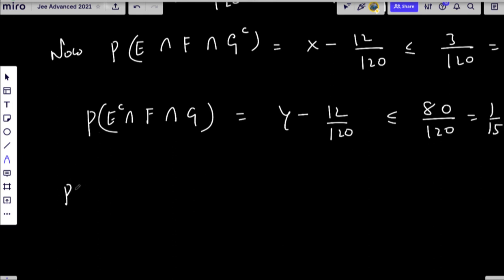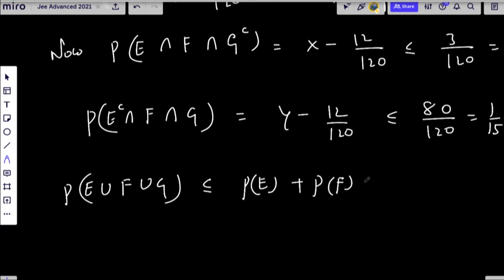So probability of E union F union G is less or equal to probability of E plus probability of F plus probability of G, okay. So substituting these values, we get 13 by 24, and that's the final result.